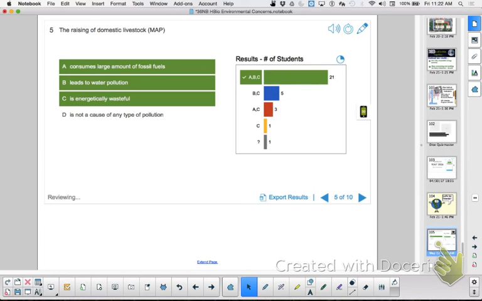The raising of domestic livestock does consume large amounts of fossil fuel. It does lead to water pollution. It is energetically wasteful. It is A, it is B, it is C. Check your bio buddy.